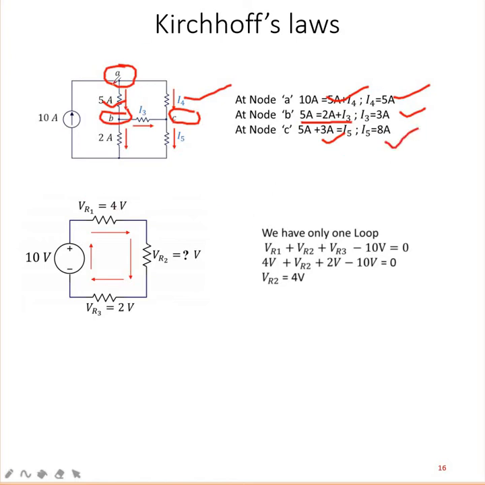So that is for the current source. If it is a voltage source, then 10 volts is equal to VR1 plus VR2 plus VR3. Voltage rise equals voltage drop. Otherwise, you can bring it to one side and write minus 10. Then if values are given, say 4 volts and 2 volts, and one value is not given, you can find it out. That's all. Simple.